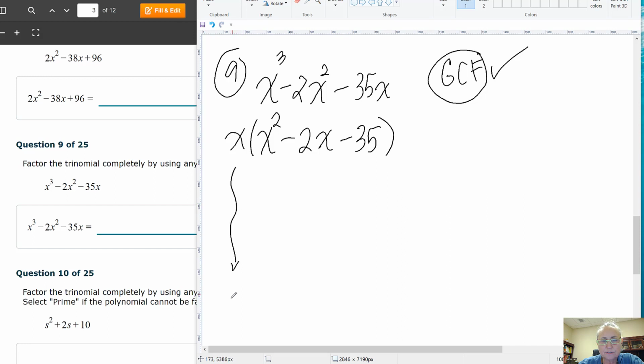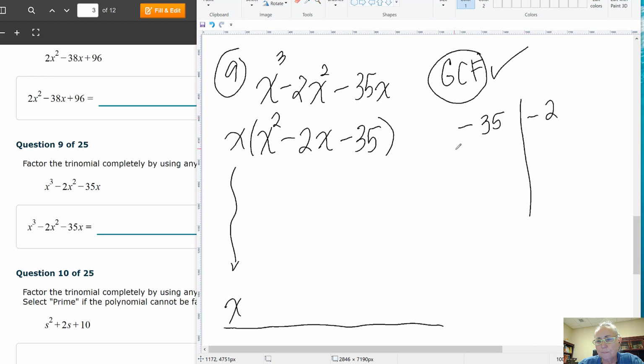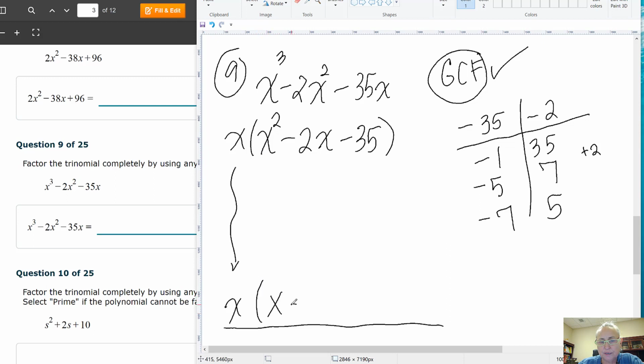So look, this is my common factor. I put it down here in my answer, and then I can ignore it for now and just focus on this. So my AC is negative 35. My B is negative 2. So I need to multiply for negative 35 and add to negative 2. So negative 1 times 35 will multiply for negative 35, but it certainly doesn't add to negative 2. So the next thing that will go into negative 35 is negative 5. Negative 5 times positive 7 gives me negative 35, but when I add it, it gives me a plus 2. So what I really need is a negative 7 and a plus 5. Again, this is a 1. I can go directly to the answer, x minus 7, x plus 5. And don't forget, your greatest common factor has to also be listed in your answer.